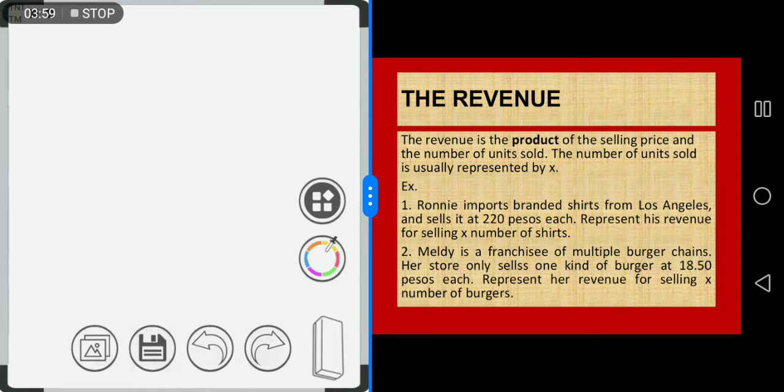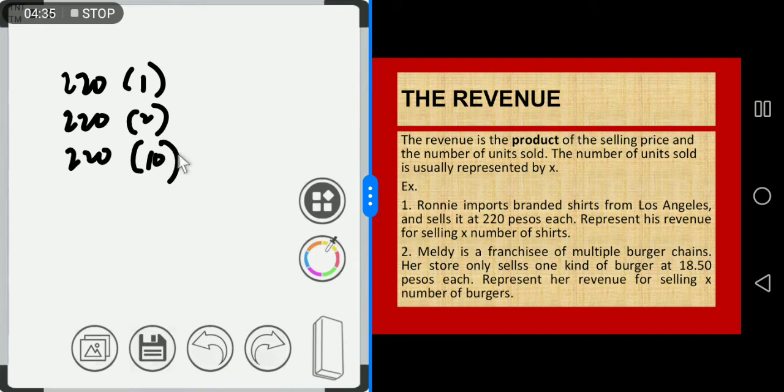Okay? So for number 1, for the first example, Ronnie imports branded shirts from Los Angeles and sells it at 220 pesos each. So, represent his revenue for selling x number of shirts. No, so, halimbawa, nakabenta siya ng isang piraso. We know that the revenue will be 220 times 1. Kapag dalawang piraso, edi 220 times 2 ang kanyang magiging revenue. Kung halimbawa 10, 220 times 10. No? So, back to basics tayo.